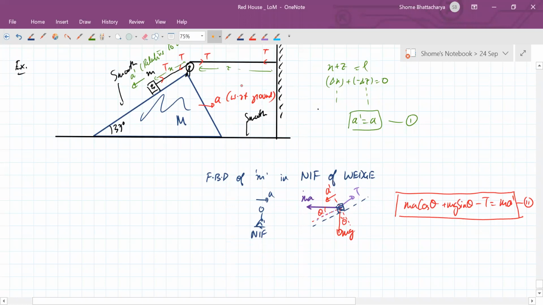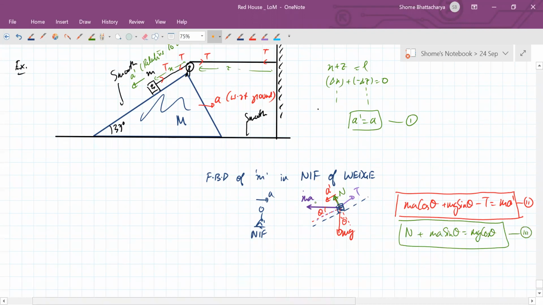And also, I forgot the normal reaction. So there is some normal reaction like this. Okay. So the normal reaction plus ma sin theta is balancing mg cos theta. So that is our third equation.